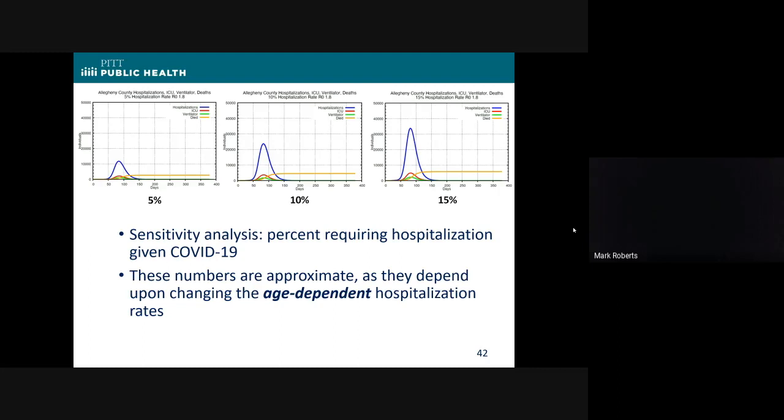And there's actually getting more and more data that a lot of people who get the disease are completely asymptomatic. And we've now been using a 9 or 10% rate of requiring hospitalization if you get the disease, which is substantially lower than the original data from the CDC.